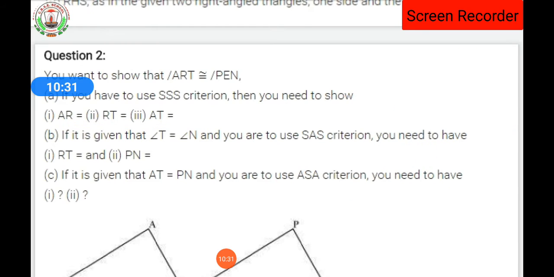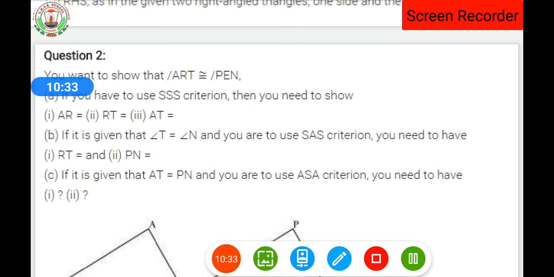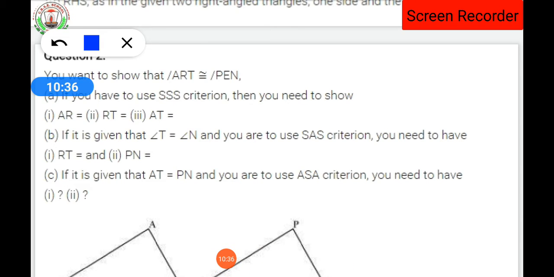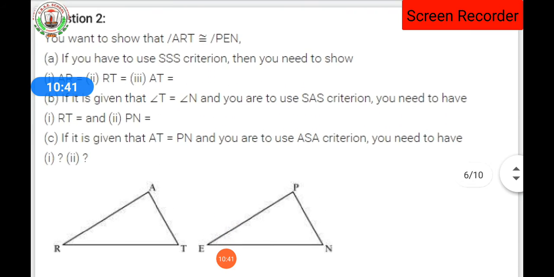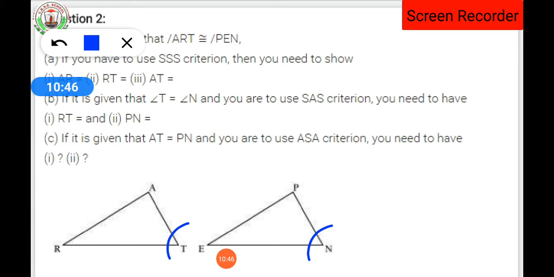In the same way, moving towards the B part of the question, two angles are given here. Remember that, student, the two angles are given. Angle T is equal to angle N. Here it is given according to the question. Then you are to use the SAS congruence criteria, and you need to show that if angle T is equal to angle N, then triangle ART is congruent to triangle PEN.